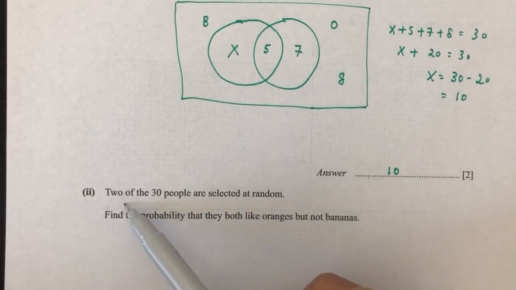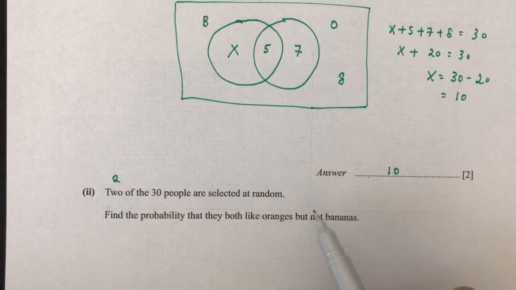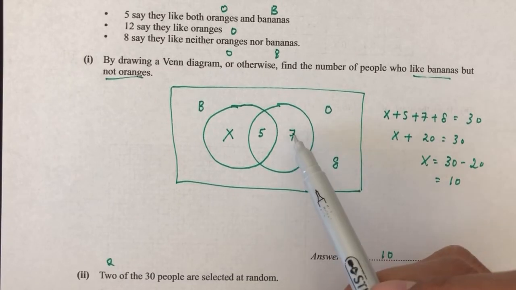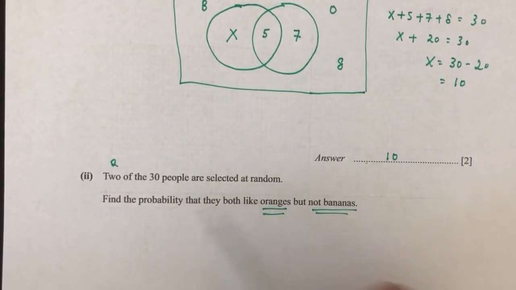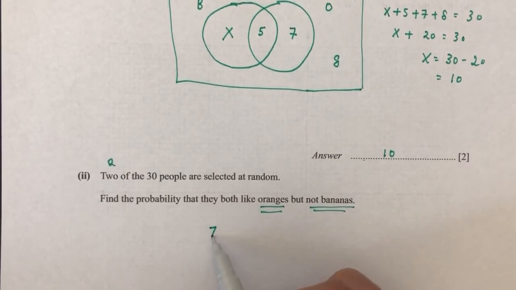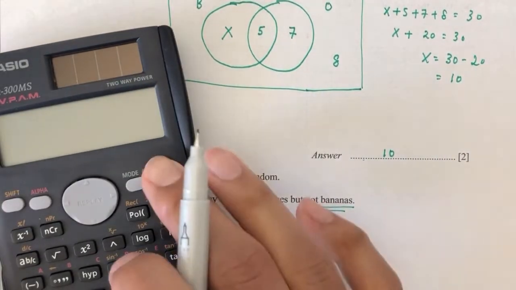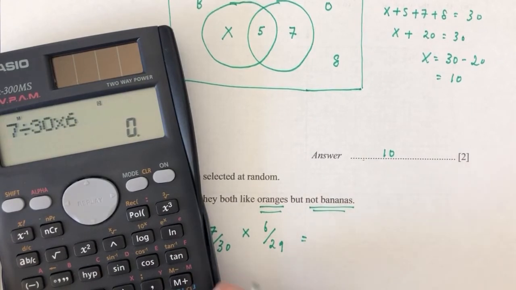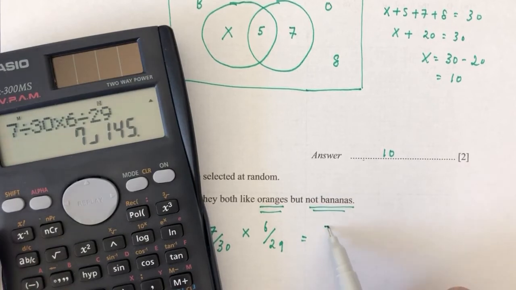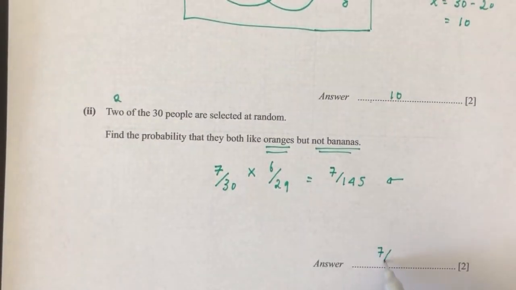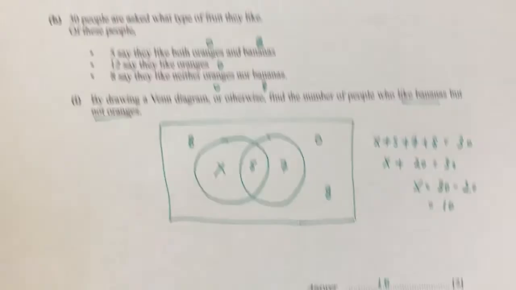Now moving on to part 2. 2 of the 30 people are selected at random. So we select 2 people. Find the chance that they like oranges but not bananas. So the first one has a chance of 7 over 30, and the second one has a chance of 6 over 29. So let's simplify this. 7 divided by 30 times 6 divided by 29. That will be 7 over 145. So your answer for part 2 will be 7 over 145 for fraction. And that is question number 4.